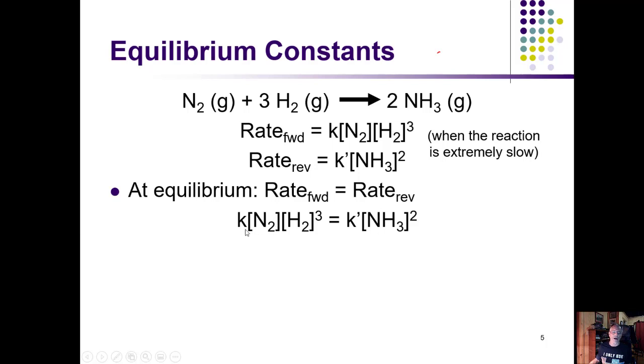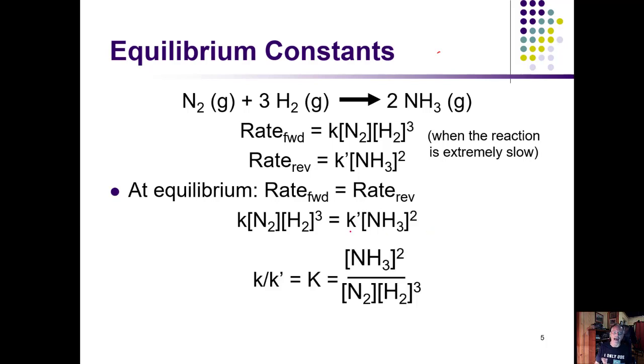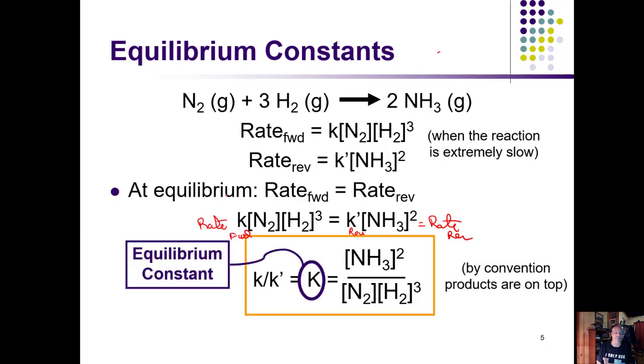K times nitrogen times hydrogen cubed is equal to K prime. This could also be described as K reverse, and this could be K forward. This is simply the rate forward is equal to the rate reverse. Okay, and so this is the rate law portion of that.